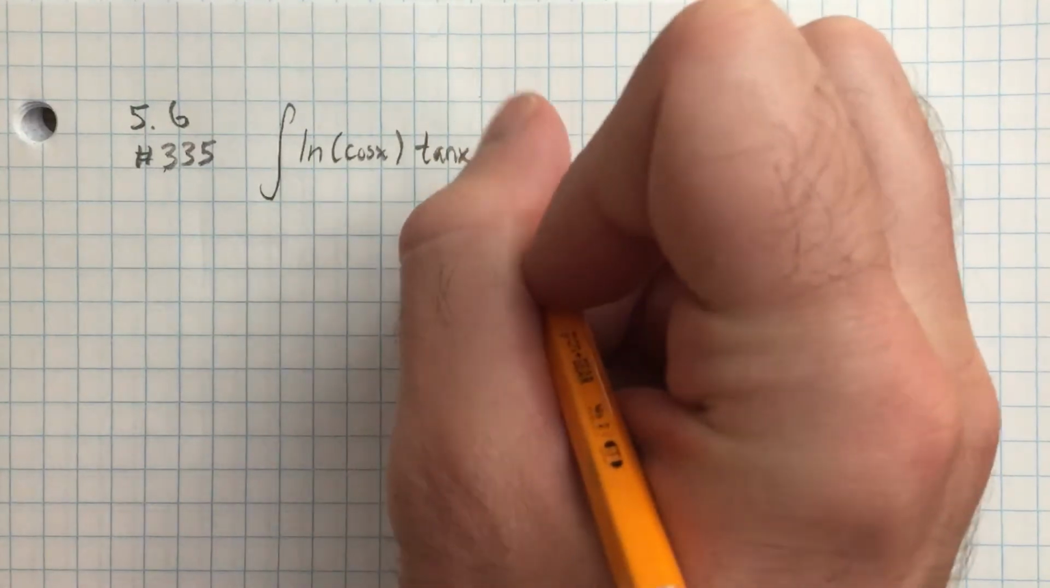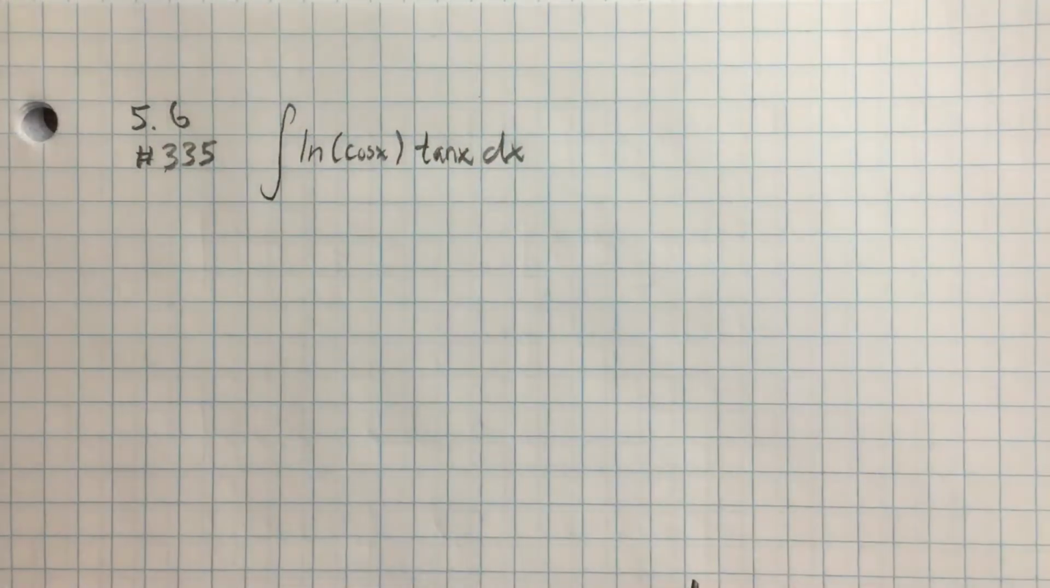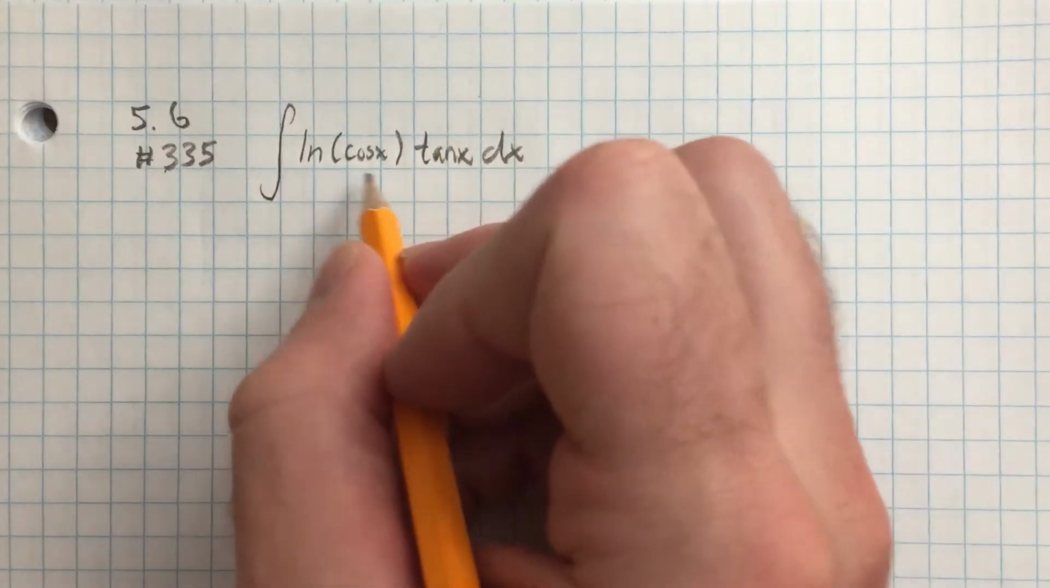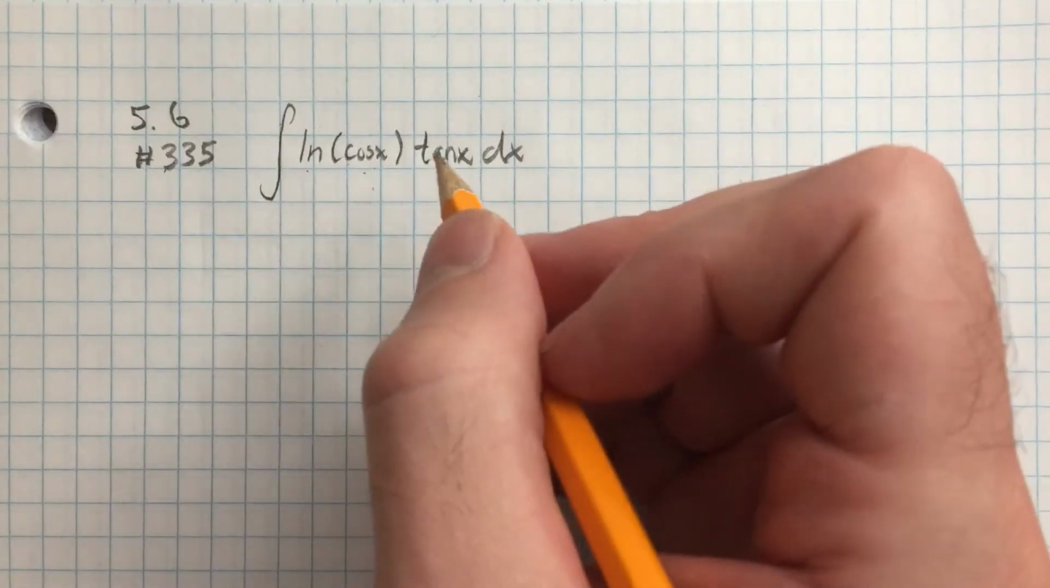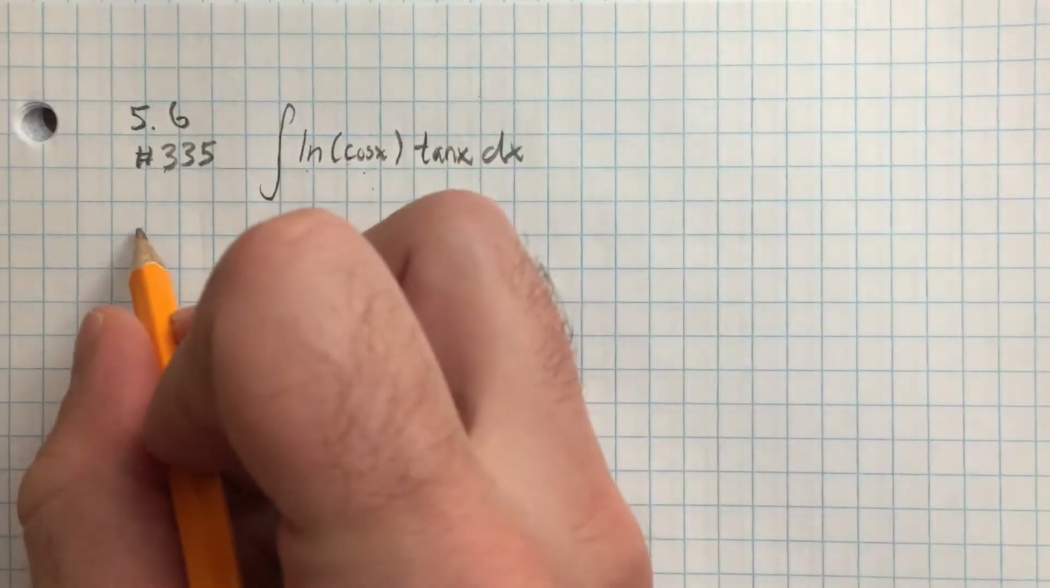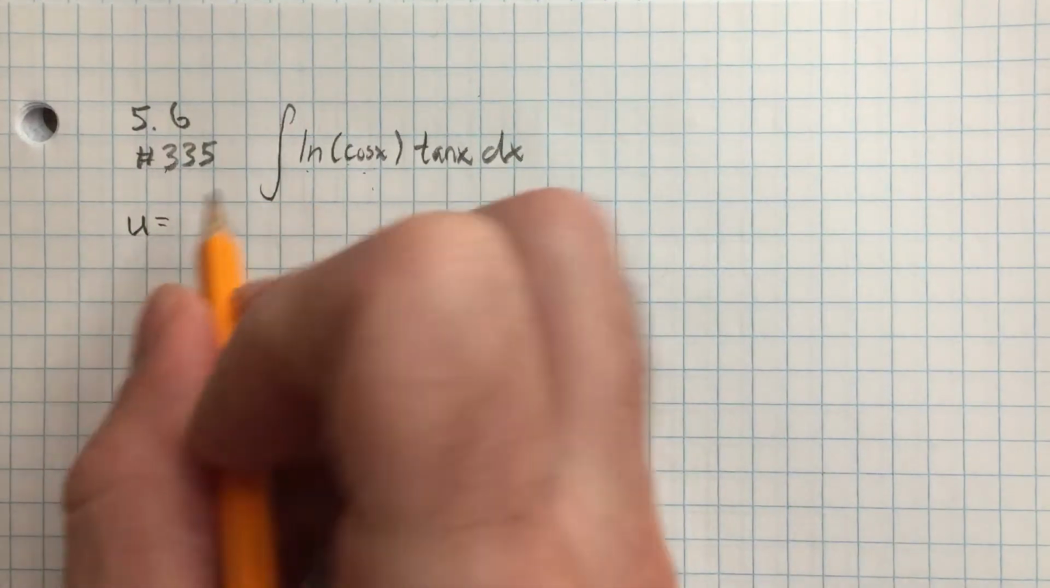times tan x dx. All right, so it looks like a substitution is in order. It looks like cos x has been put inside the natural log function, so my first suggestion, as always, would be to use that as the u substitution.